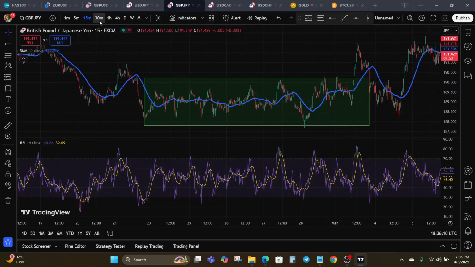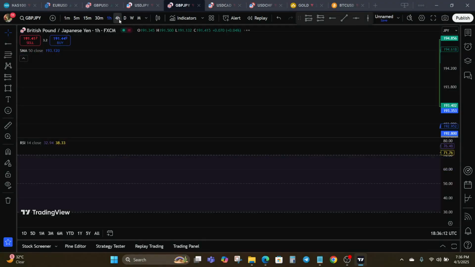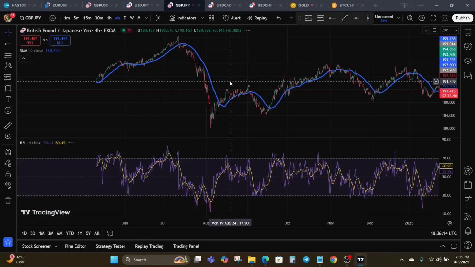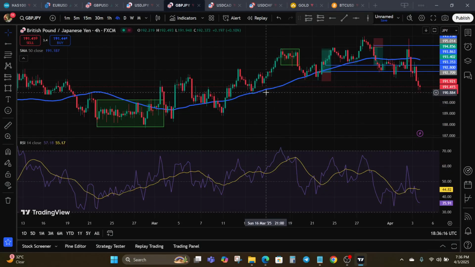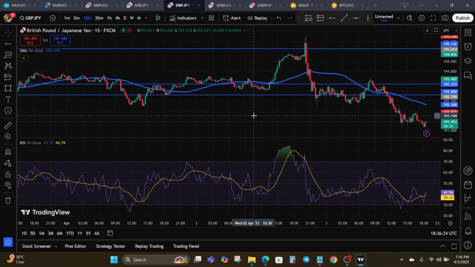Also, use the 1 hour and 4 hour time frames. You can start your analysis on these time frames because they provide stronger signals than lower time frames. Then you can go back to your lower time frames and look for precise entry points and exit points. And then make sure that you always look for price action confirmation.